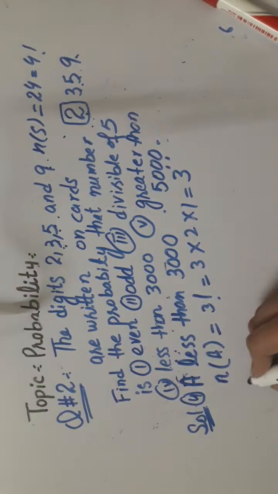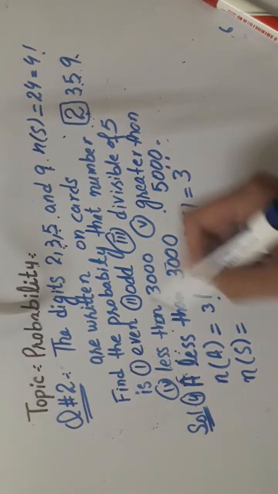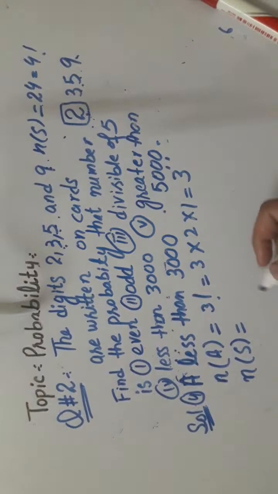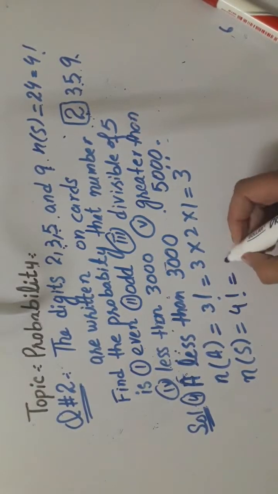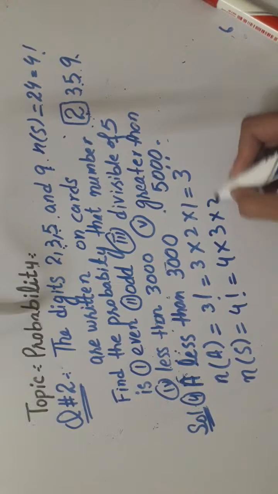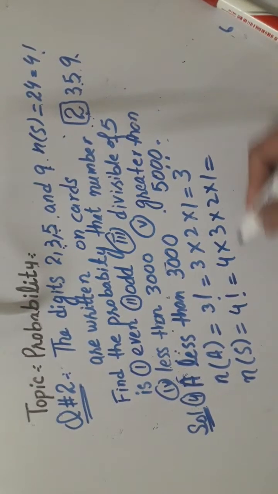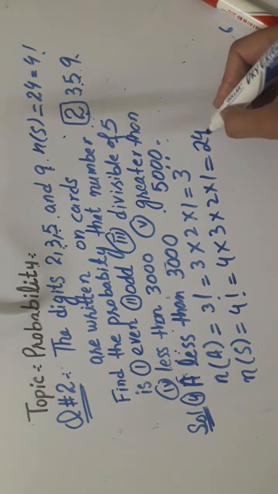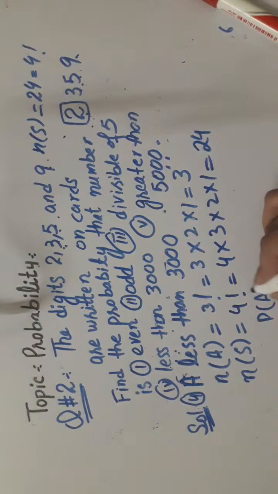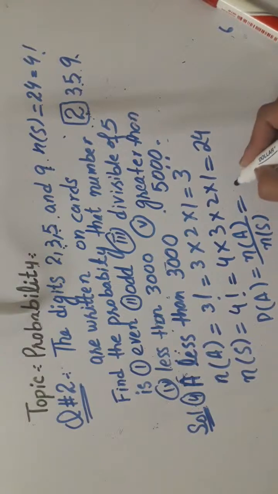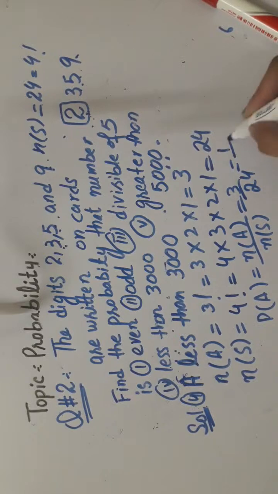Now, the total number of outcomes is 24, which is equal to 4 factorial, 4 multiply 3 multiply 2 multiply 1. Total numbers are 4 digits, that's why 4 factorial, and this is equal to 24. So the probability of event A is equal to the number of elements in A divided by S. So this will be equal to 3 by 24, and this is equal to 1 by 8. This is the answer.